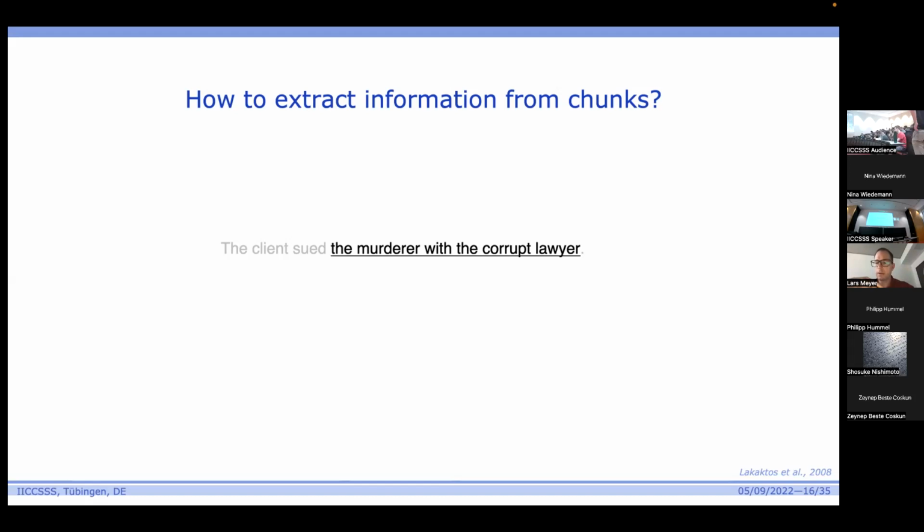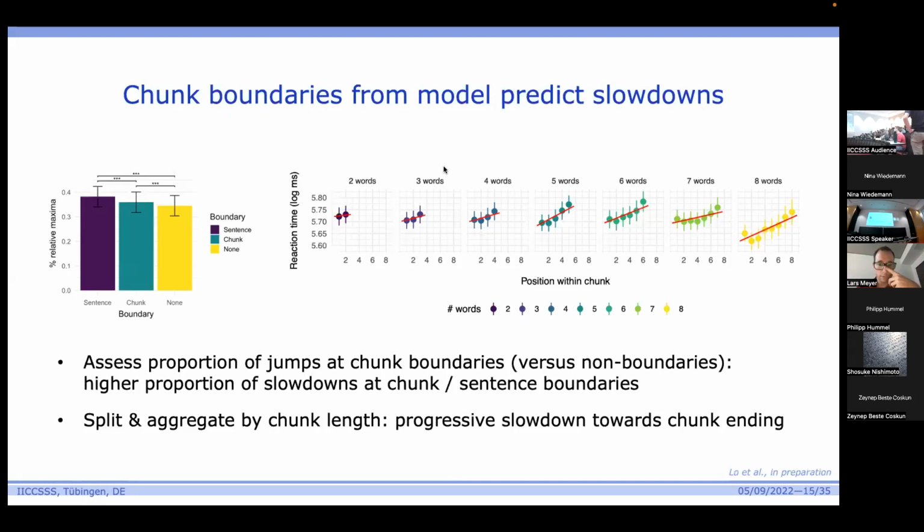Lars? Sorry, there was a question from the audience. Go ahead. Hi. Yeah, it was just like in the last slide. Is the hypothesis that that slowdown happens because you're waiting for a cycle to finish? So like each cycle corresponds to a chunk, and then you wait for the cycle to finish to go to the next chunk, or is it something else you had in mind?